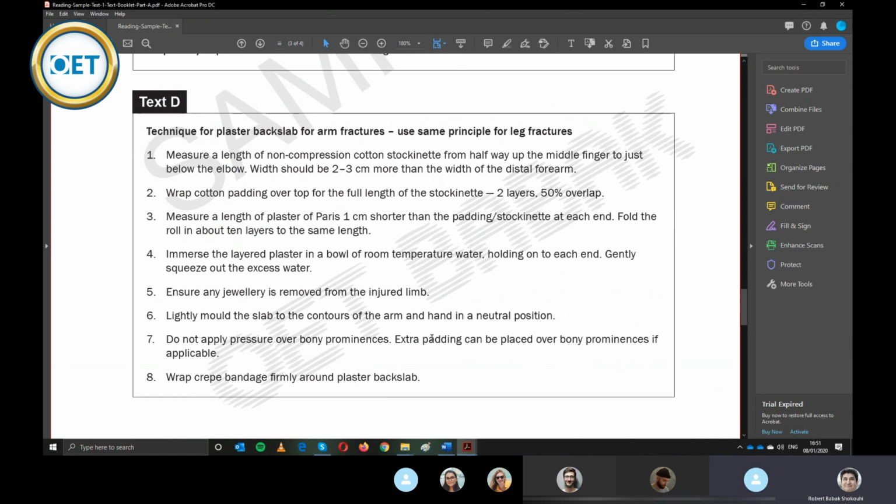Or jewelry is removed. So I actually had to read more closely. Okay, yeah, so these are the techniques, right?